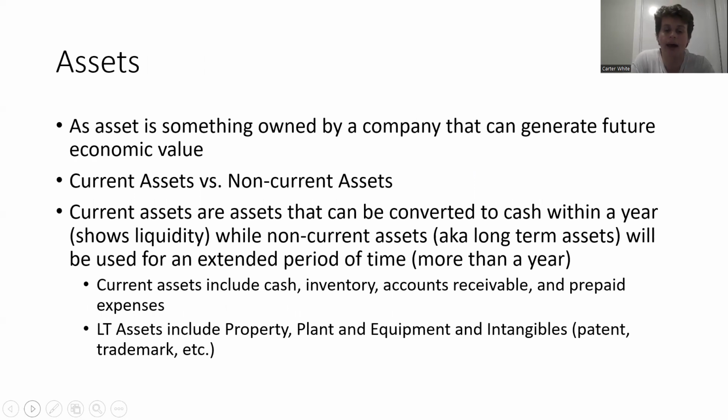Current assets include cash, inventory, accounts receivable, and prepaid expenses. So I'll walk through all of these. This is a good exercise. Cash, we know what cash is. Inventory, this could just be like the lemonade I have right now that I haven't sold yet. This is a current asset. You can liquidate that pretty easily by just selling it. Accounts receivable, which is important, is essentially money that we are owed for a good or service that we have provided but not been paid for yet.